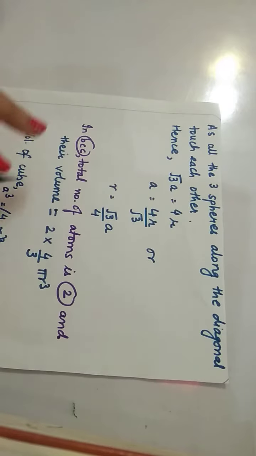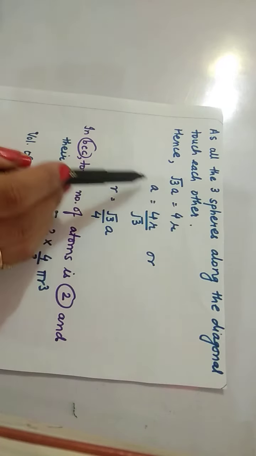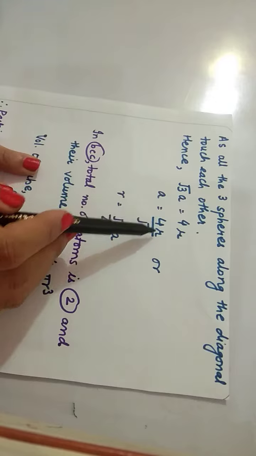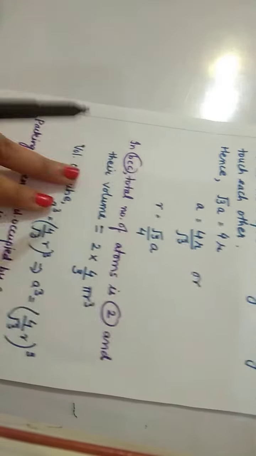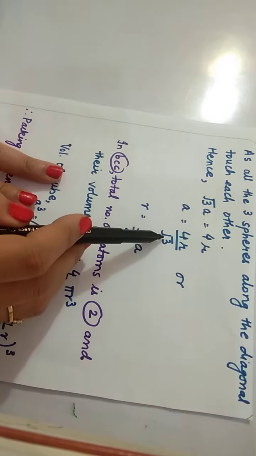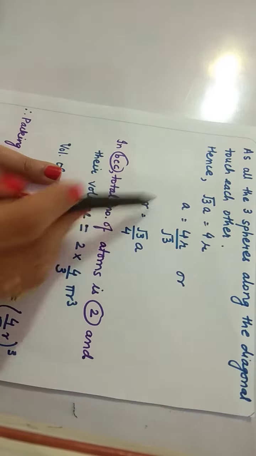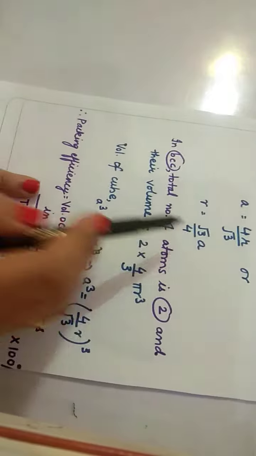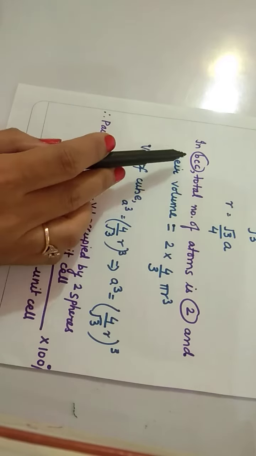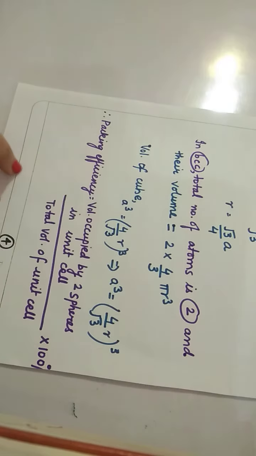So by this we can find out the value of A. Root 3A is equals to 4R. So A is equals to 4R upon root 3. And what will be the value of R? Root 3 will go up and 4 will come down. Root 3A upon 4. This is the value of R. Now, in BCC, this we have already found out earlier. Number of atoms in body centered is equals to 2.